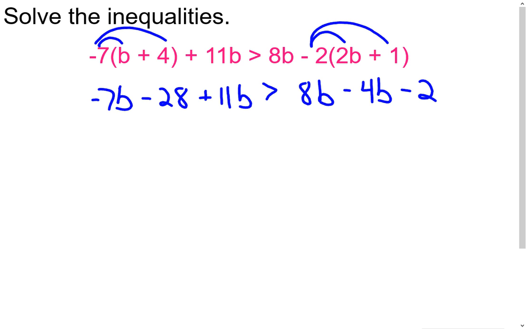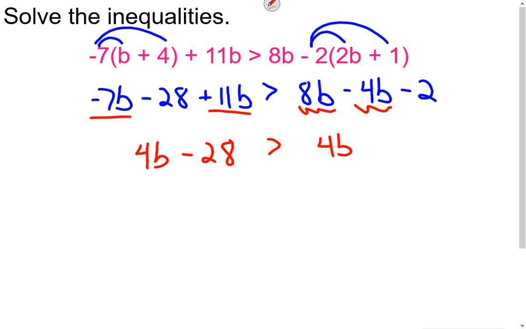All right. Now let's simplify each side. I notice I have b's and b's. That's going to put me at 4b minus 28 on this side. It's greater than, and I have b's and b's here, so I have 4b minus 2 on this side. I'm going to get my variables to the left side like I always do. Or not always, I shouldn't say always, most of the time. And I'm going to get my constants to the right side.